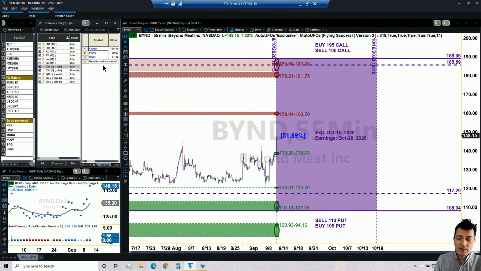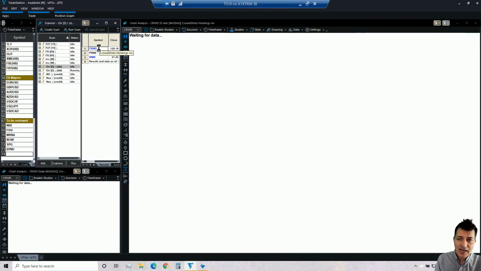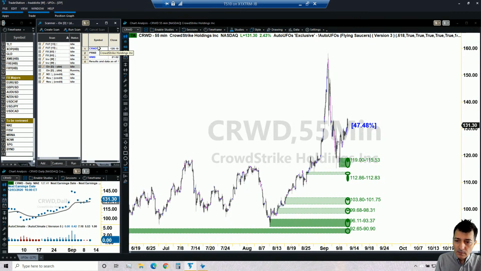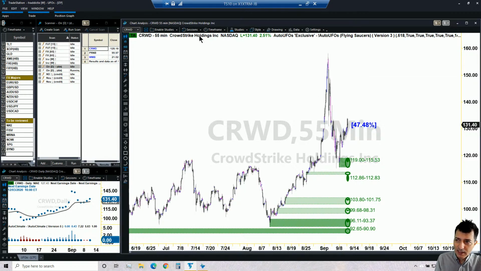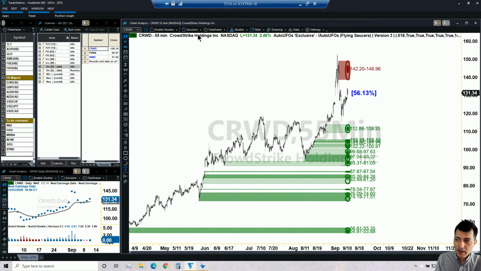And with that philosophy of keeping things simple, the scanner is doing a very good job at showing us very few opportunities. So I'll click on them. That particular stock, CrowdStrike Holdings, is providing 47% probability. That is not good enough with pre and post market. The regular session is providing 56%, and that is indeed good enough.